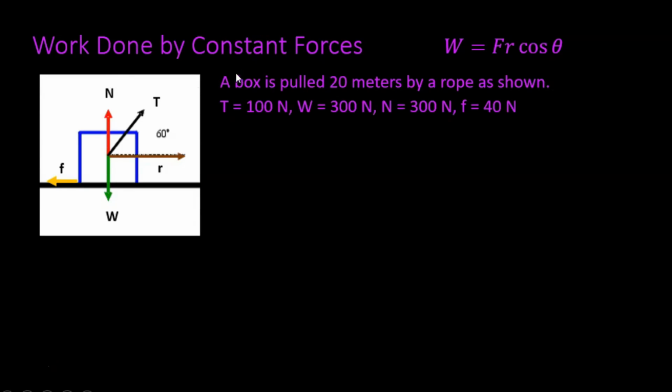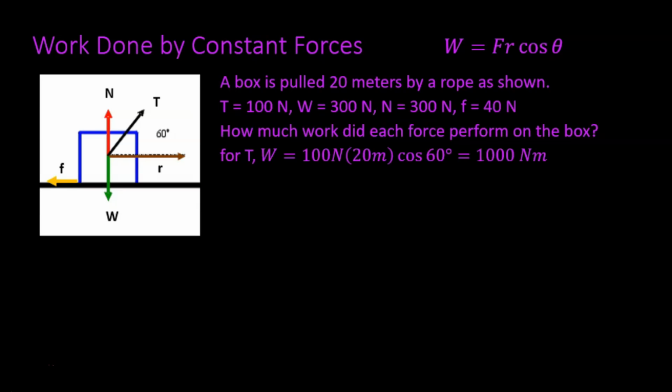Here we have a box that is pulled 20 meters by a rope with a tension force of 100 newtons. The weight of the box is 300 newtons. The friction force is 40 newtons, and of course the normal force is 300 newtons. The question we're going to answer is how much work did each force perform on the box?